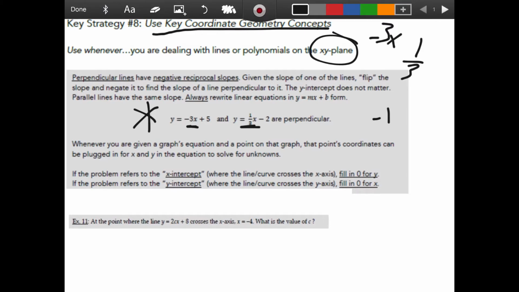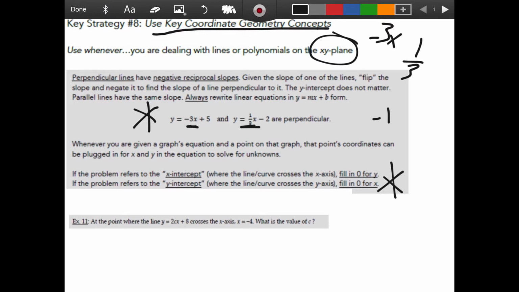Now, things that we haven't gone over, and these are good to just know right away and have at your disposal. If the problem refers to the x-intercept, that's where the line crosses the x-axis, well, that means the y value is 0, so we'll fill in 0 for y. And if we're referring to the y-intercept, that's where the curve crosses the y-axis, well, that's where the x value is 0, so we'll fill in 0 for x.